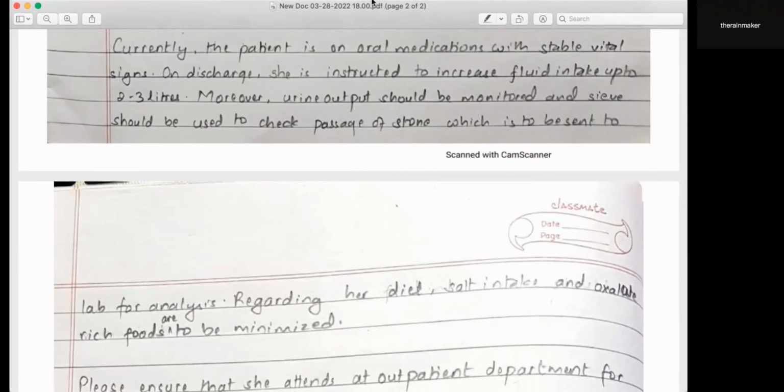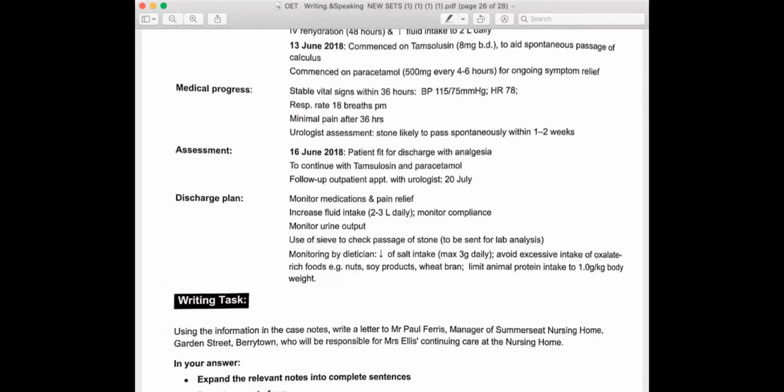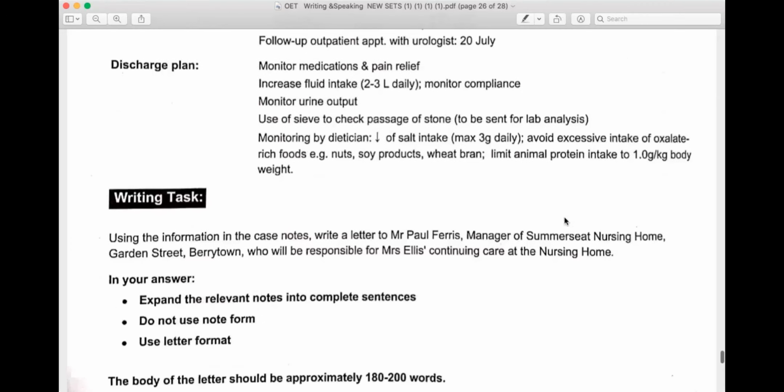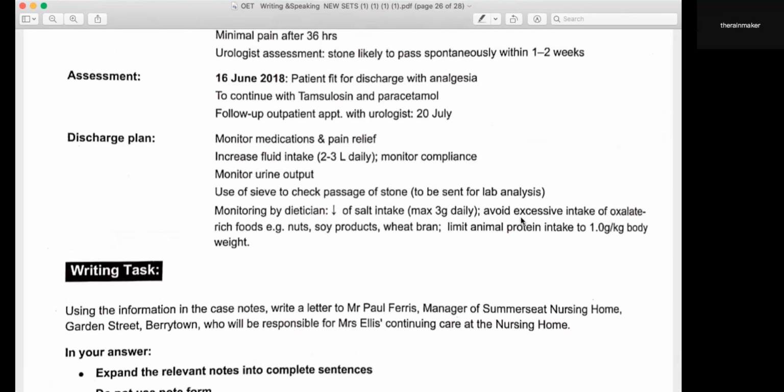I hope you understand what I'm saying. Let's go back to the case note again, so that you understand it even further. What are the things that need to be included in the letter? Let's check it out. See, dietitian's monitoring. We talk about the salt intake. Living in a nursing home, obviously, the manager ensures what kind of food the patient consumes. Monitor urine output, fluid intake, pain relief, medication.